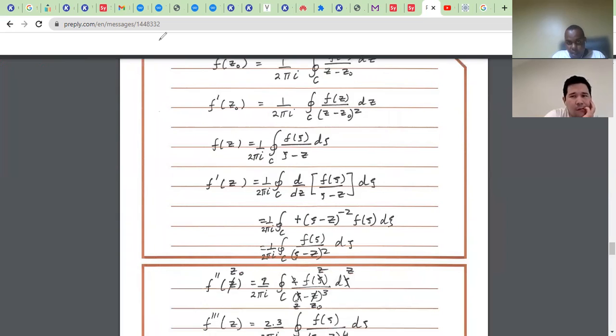And then here he has this f of z is that. So f prime, here he is differentiating with respect to z, so he chooses to write d dz. And then he gets the same result, the same way we did it.